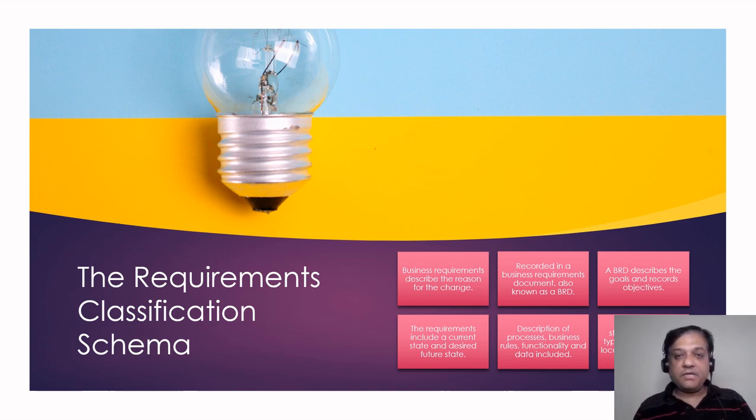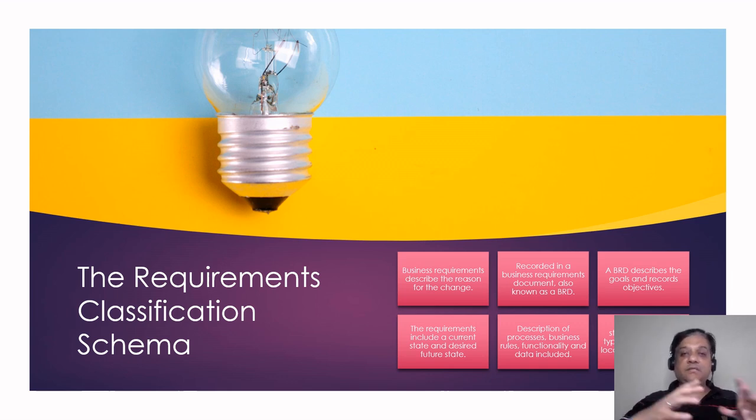For example, the date is one we can take, in which the date in one system can be DD, MM, YYYY, and in another system it can be MM, DD, YYYY. So we have to understand what both requirements are and make the necessary changes.